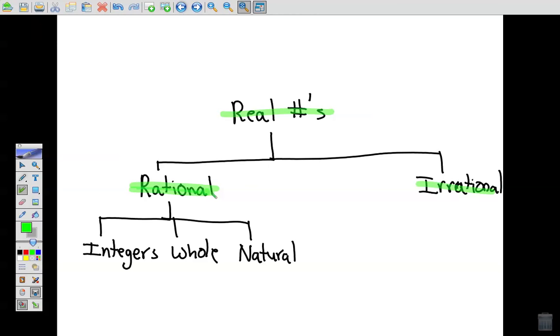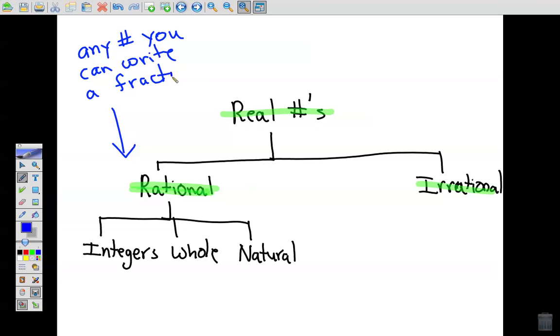Now rational numbers can be broken down. Any rational number can be broken down into three types of numbers, which we call integers, whole numbers, and natural. Now before we move on to these, let's talk about really what we mean by rational numbers. A rational number is any number you can write as a fraction. So if you can take a number and write it as a fraction, it's going to be rational.